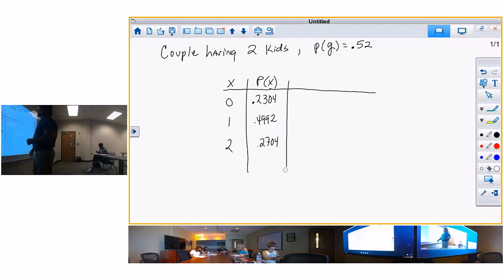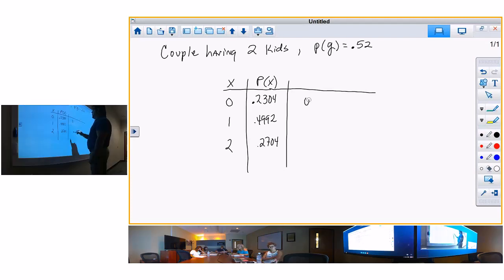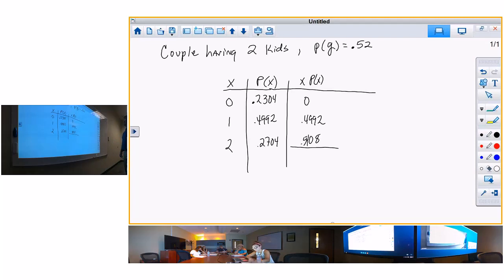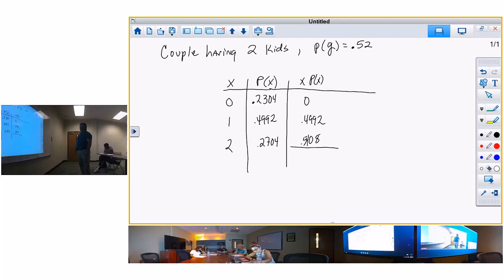All right, I'm going to do this one for you. 0, and x times p of x is 0.4992. And this is going to be 54.08. Let's see, 54 cent plus 50 cent is $1.04. So it's going to be around $1.05 somewhere.